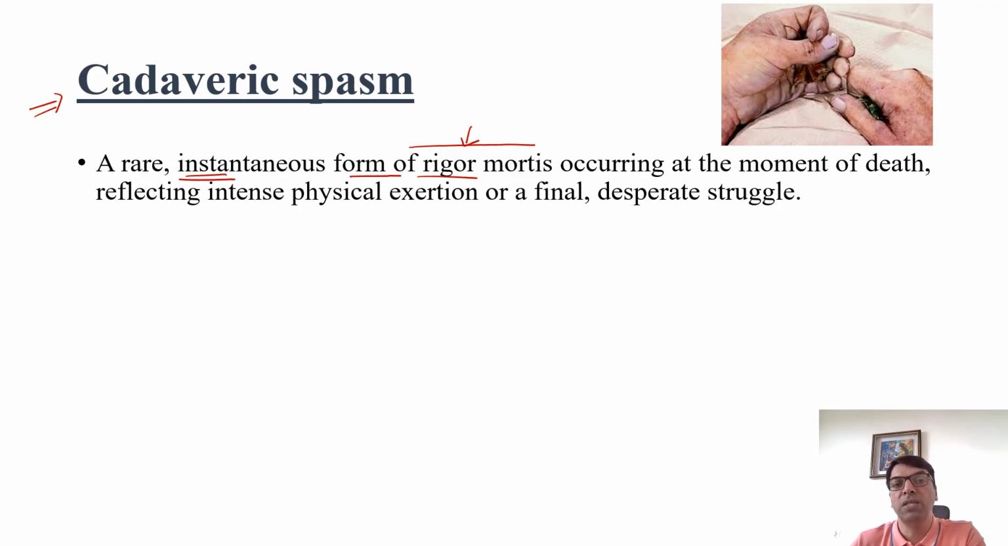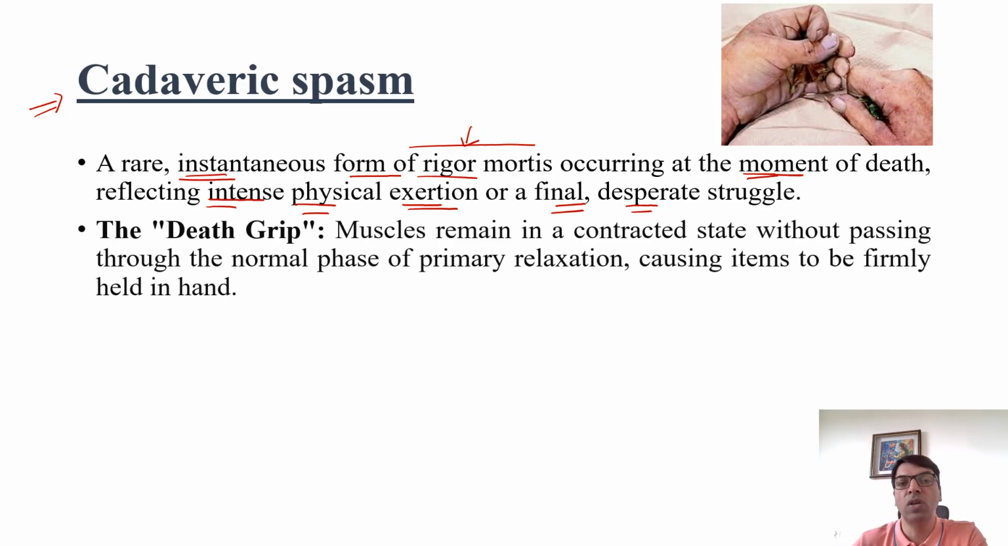So cadaveric spasm is an instantaneous form of rigor mortis which occurs at the moment of death. It just occurs at the moment of death, and it reflects intense physical exertion or the final desperate struggle of the drowning person. It is intense physical exertion, right? So there is consumption of ATP at a very high pace. It is also called the death grip. It is the grip just before the death of the individual.